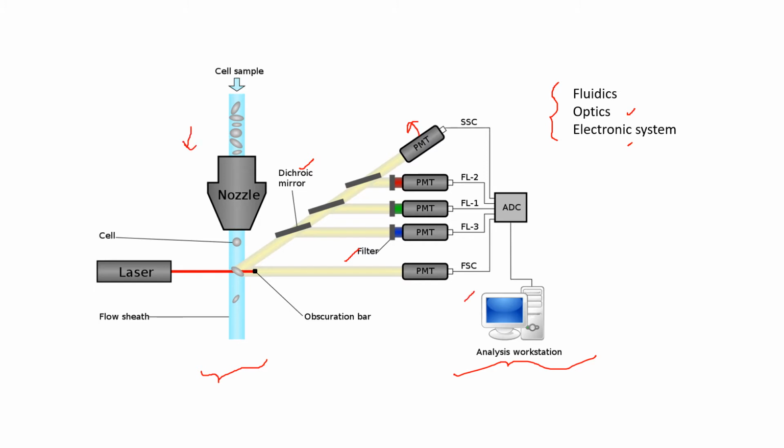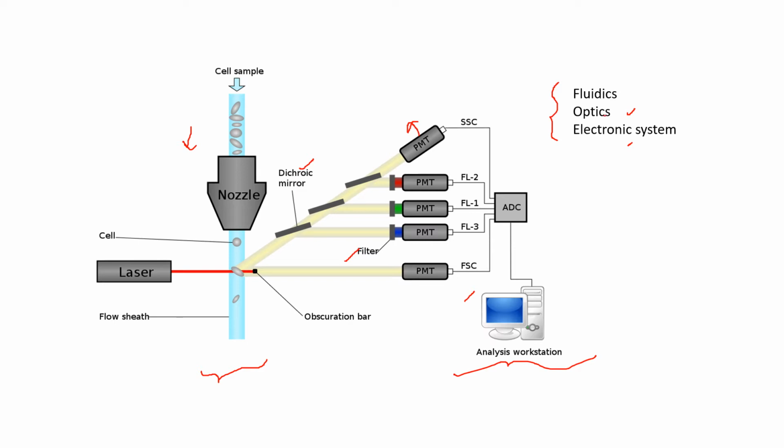First one is the fluidic system. Sample is loaded with a fluid inside a nozzle. Sample fluid is surrounded by sheath fluid. Sheath fluid gives it a force that allows one cell at a time to pass through the nozzle or laser light. This is the fluidic system.